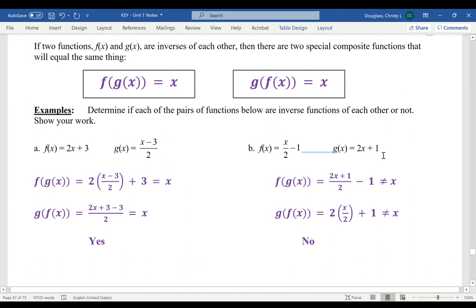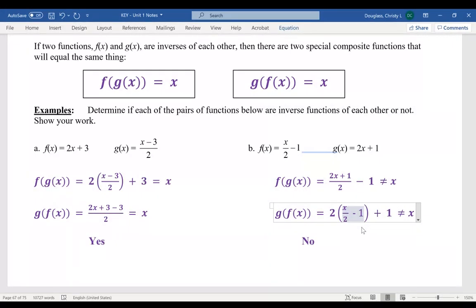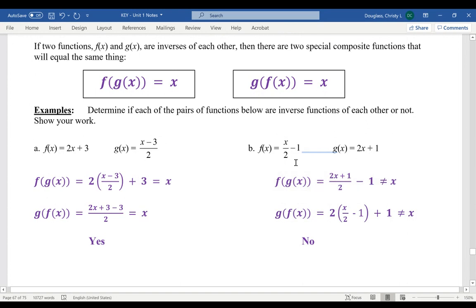This time I'm taking the g function, and in place of x, I'm going to put x divided by 2, and I should have put minus 1. Okay. So I'm taking f of x and replacing it here. Now, when you simplify this, you're not going to get x. And again, that's all we need to know, is that it's not going to equal x. It has to equal x both ways. And this one does not equal x either way. So whatever f of x and g of x are, they're simply not inverses of each other.